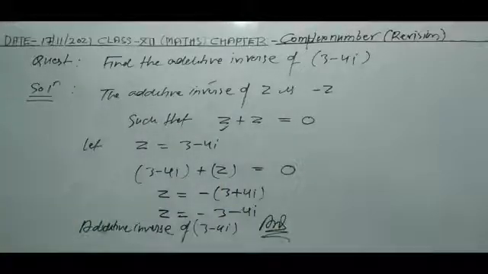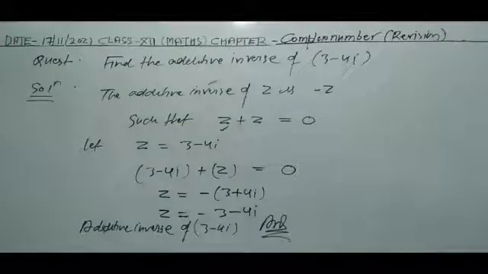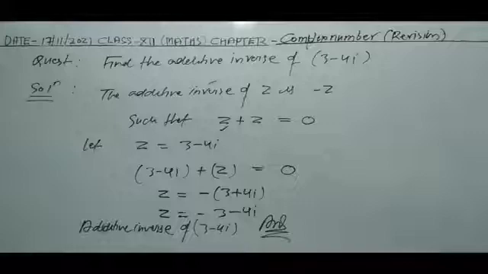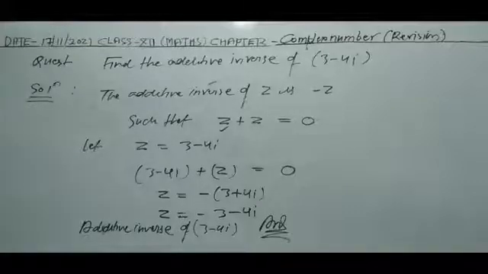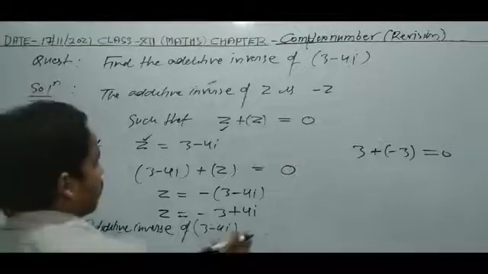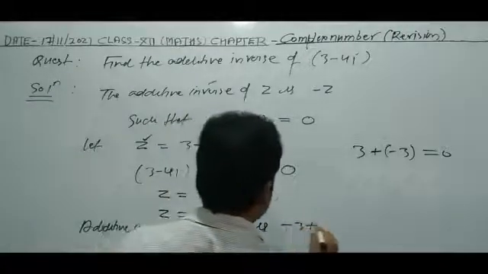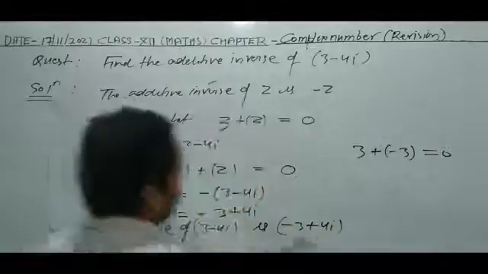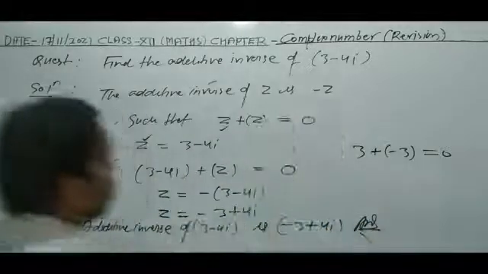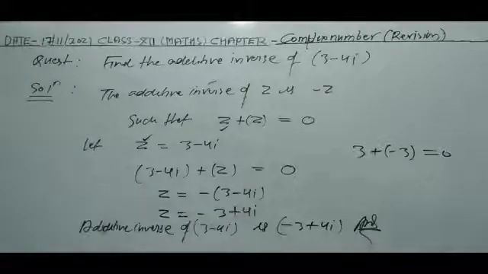Now I will come to the next question. The next question is, now the additive inverse of minus 3 minus 4i is minus 3 plus 4i. Now this is the answer. Now come to the next question.